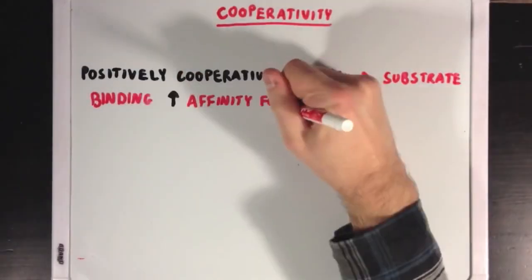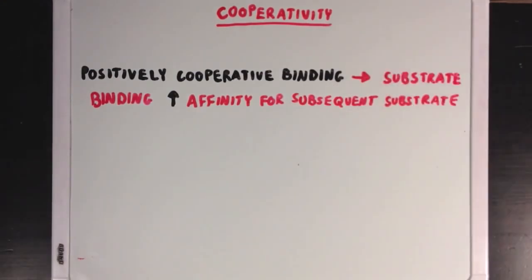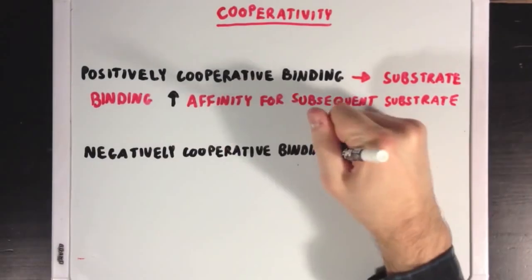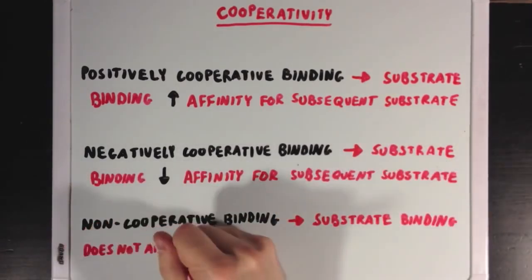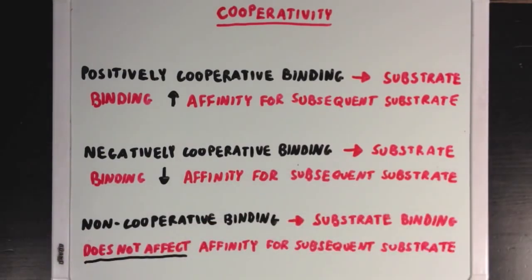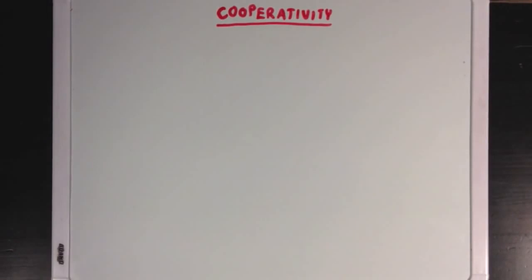Positively cooperative binding occurs when substrate binding increases the enzyme's affinity for a subsequent substrate. Negatively cooperative binding occurs when substrate binding decreases the enzyme's affinity for subsequent substrate, more than you would normally expect, and non-cooperative binding is the same as the first example, where substrate binding does not affect the enzyme's affinity for substrate molecules. So let's look at this graphically.